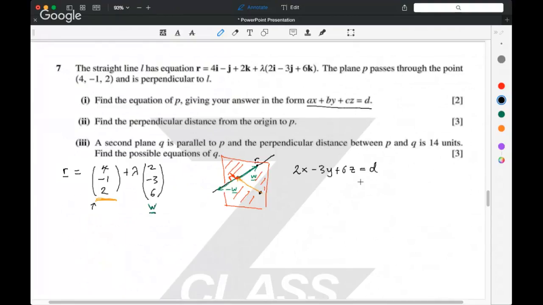And now what I need is a point that's on the plane in order to solve for d. Well, I have a point. I know this point is also on the plane and on the line. So I get that 8 plus 3 plus 12 is equal to d, which is equal to 23. So my equation of the plane is that it's equal to 23. And that's all you need to do.